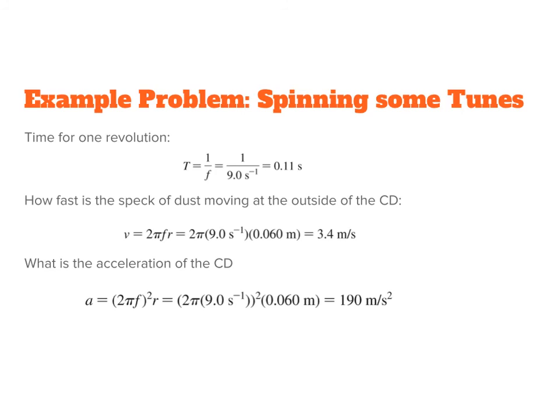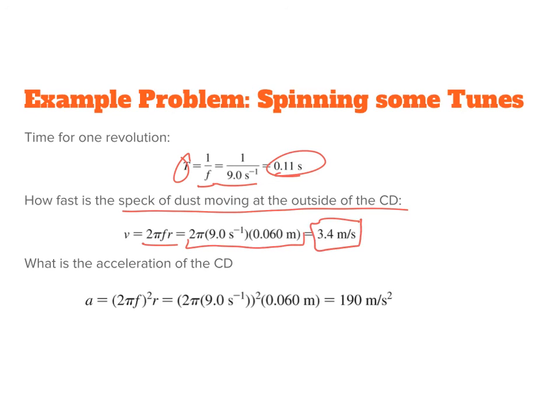So now we're actually ready to use this stuff. The time for one revolution is 1 over the frequency. So that's 0.11 seconds. How fast is the speck of dust moving? We actually have a ton of different equations we can use for this. I used v equals 2 pi r f, or 2 pi f r, and I plugged in what I got, and a speck of dust on the outside is actually moving at 3.4 meters per second, which when you think about it, that's really, really fast. We walk at like a meter per second, but we got a little speck of dust just going around the outside edge of a CD. So it's going quite fast.